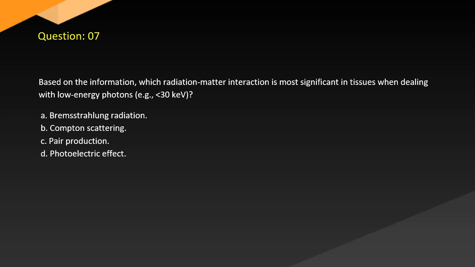Question 7. Based on the information, which radiation matter interaction is most significant in tissues when dealing with low-energy photons, e.g. 30 keV? A. Bremsstrahlung radiation, B. Compton scattering, C. Pair production, D. Photoelectric effect.